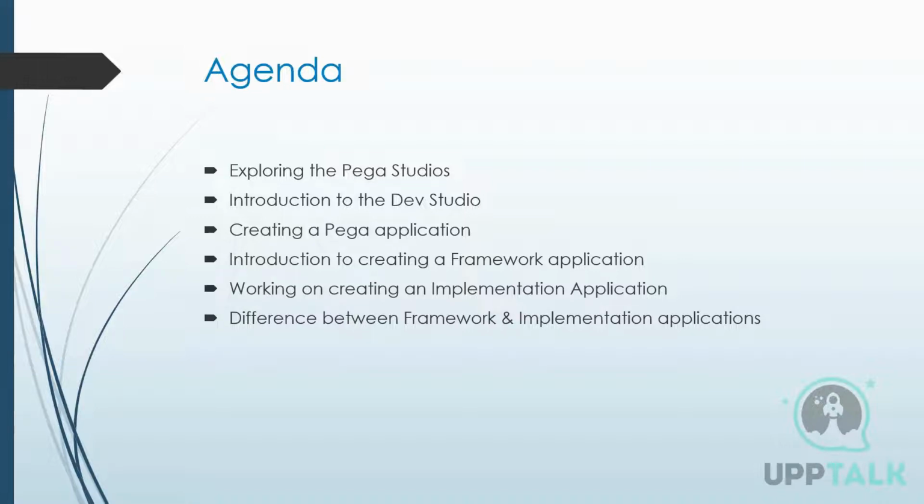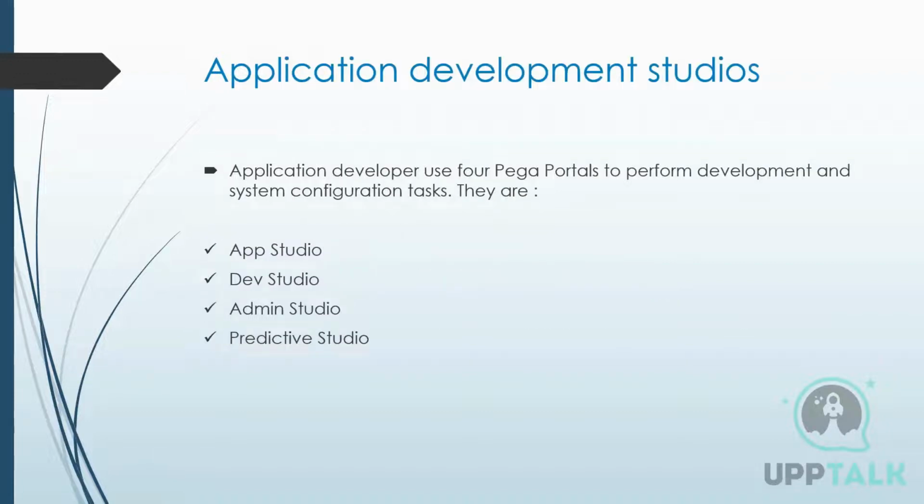Can you name those studios? Yes, we have App Studio, Dev Studio, Admin Studio, and Prediction Studio. Exactly, perfect. So we have App, Dev, Admin, and Prediction Studios. Each one of them is designated for a specific set of people.